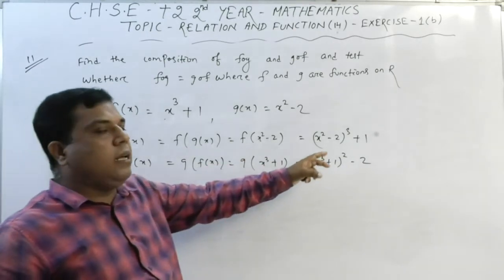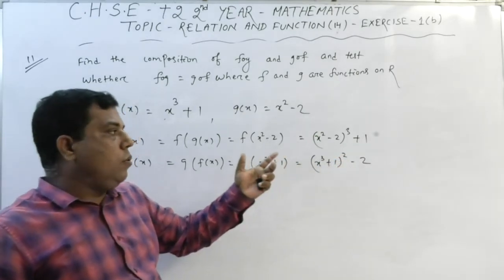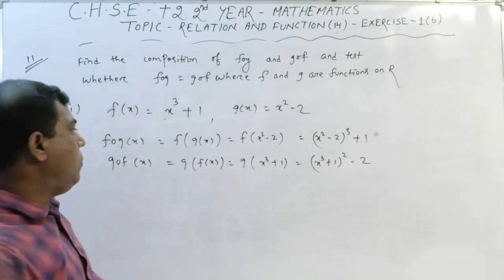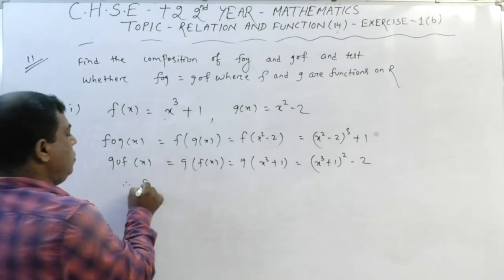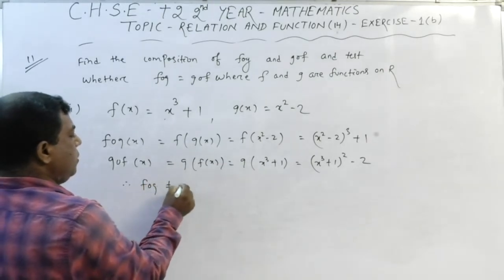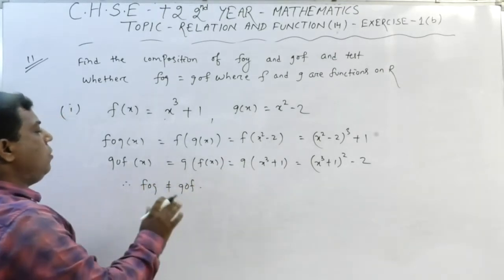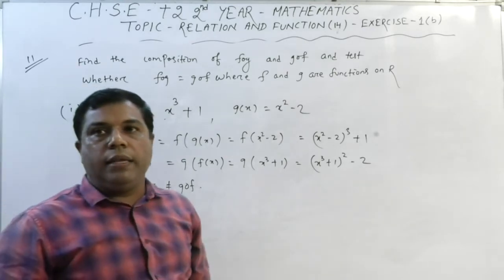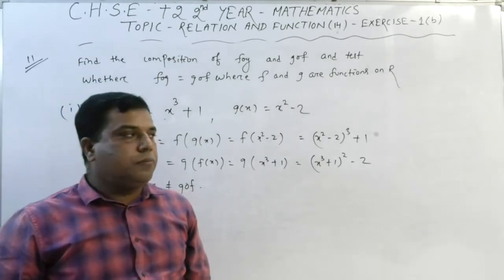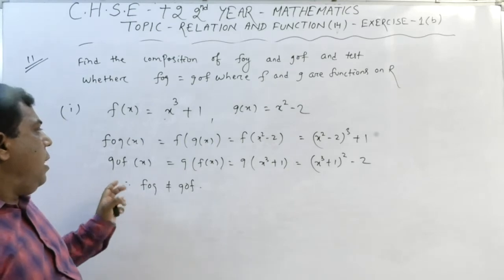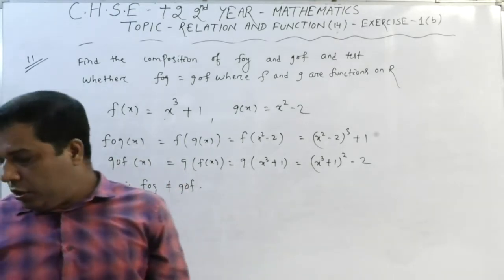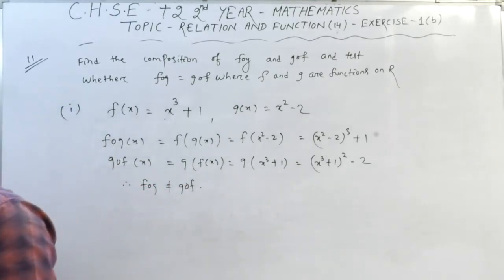Now you can check whether they are equal. No, they are not equal. Therefore, fog is not equal to gof. Okay, in this way you have to find out both the fog function and the gof function. Clear? Now we will move to some other questions, and we have to check whether fog is equal to gof or not.